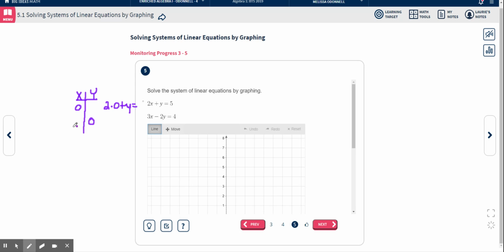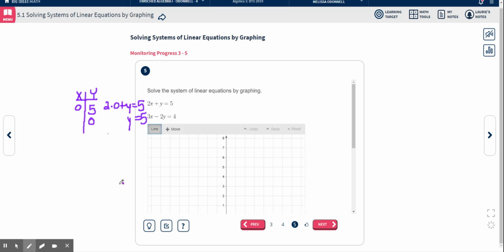And then I would do the same thing for the same equation, right? Except I'm plugging in 0 for my y to find my x value. So 2x plus 0 equals 5. So 2x equals 5. Divide both sides by 2.